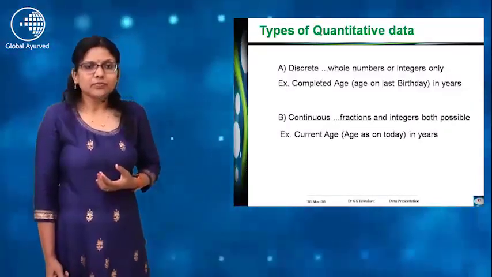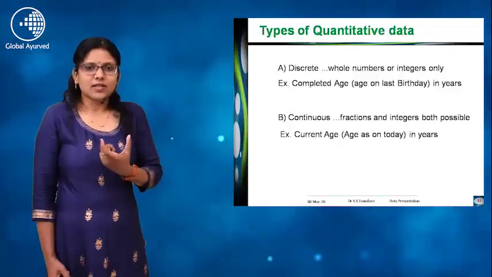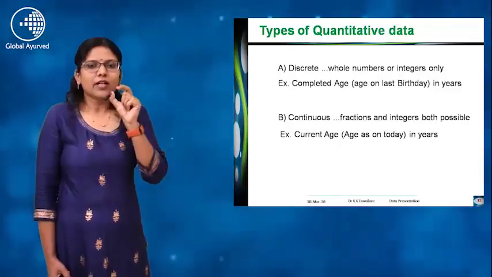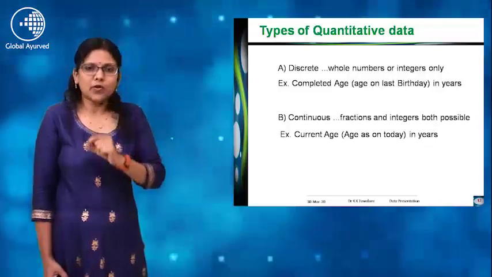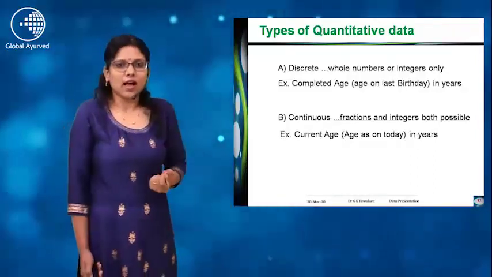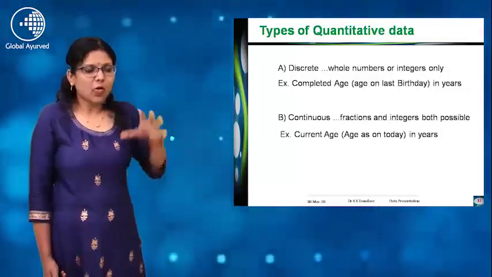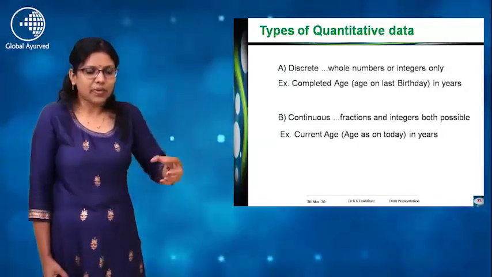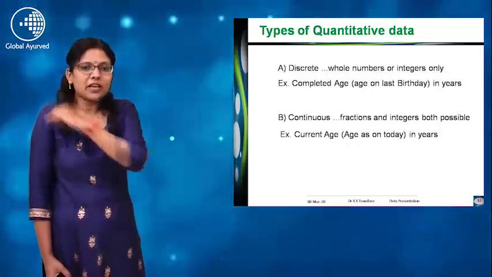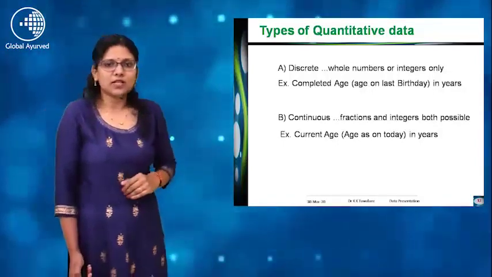Means when the observations we take contain only whole numbers or full integers, it is called discrete data, and the second, continuous data, is when the observation can take any fractional value from the given range.